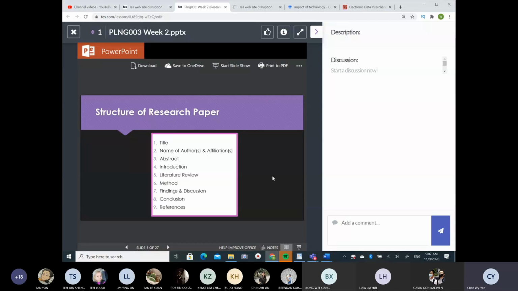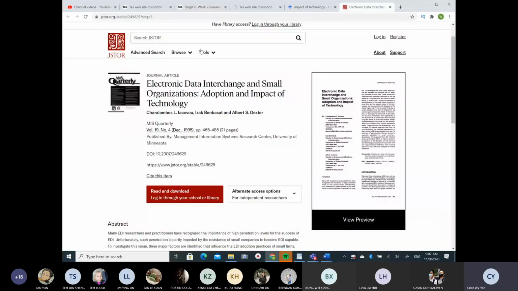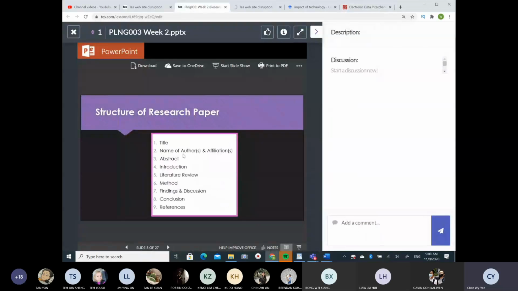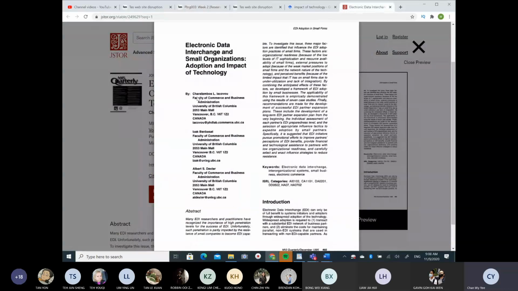So this is the structure of a research paper. If you look on Google Scholar, you can first see the title of the research paper. Can you see this is the title? Then after that, you will see the names of the authors and their affiliations, like Charalambos of University Isaac, of University of British Columbia, Albert S. Dexter, University of British Columbia.